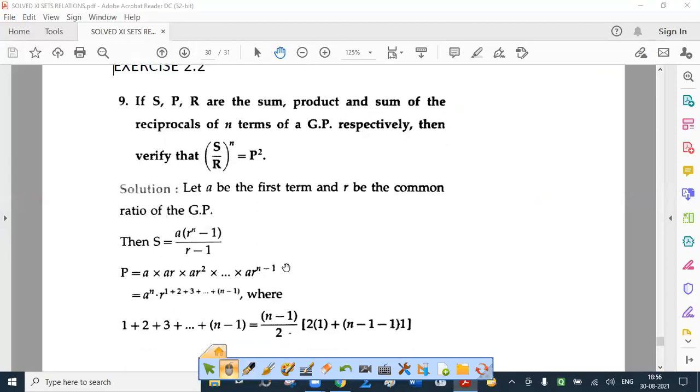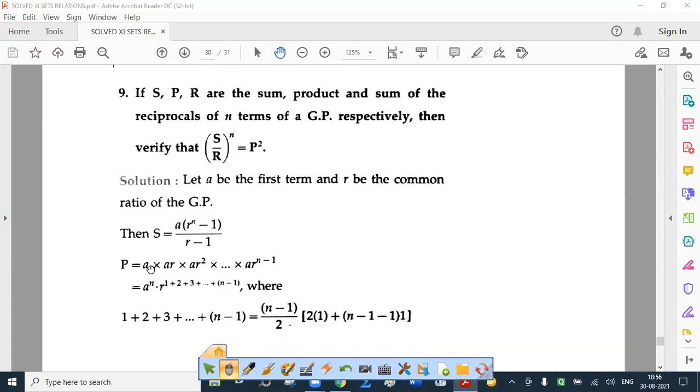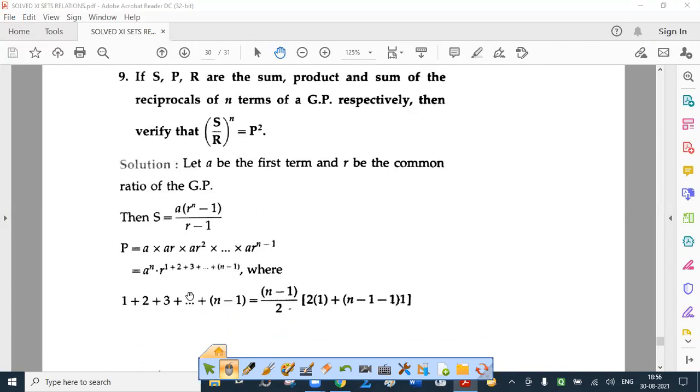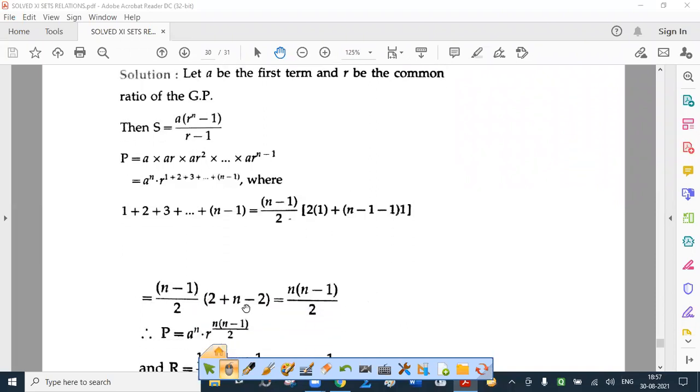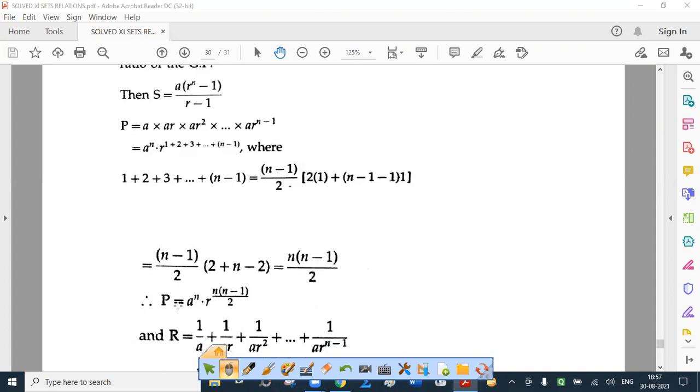Okay. According to them, what is P? Product: A into Ar into Ar square up to this. Now A into A into A, how many times? n times, so A raised to n. Now, what is the index? 1 plus 2 plus 3 up to n minus 1. Note that 1, 2, 3 up to n minus 1 are in arithmetic progression. First term is 1, common difference is 1. I hope you remember the formula: n upon 2, where n means number of terms, which in this case is n minus 1. So n minus 1 upon 2, into 2a, where a means first term, which is 1, plus number of terms minus 1, so n minus 1 minus 1, into common difference, which is 1. So this is n minus 1 upon 2 into 2 plus n minus 2. On simplification, you get this. So what is P, the product? A raised to n into r raised to n into n minus 1 upon 2.